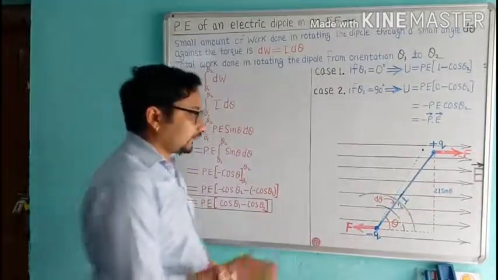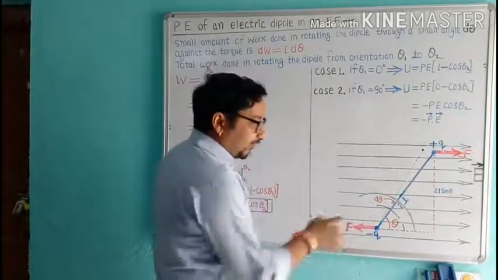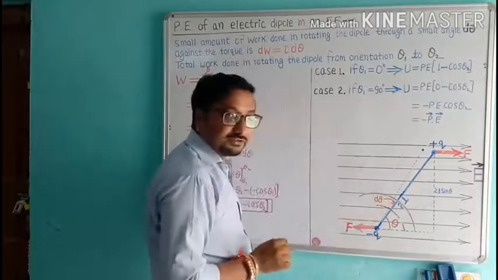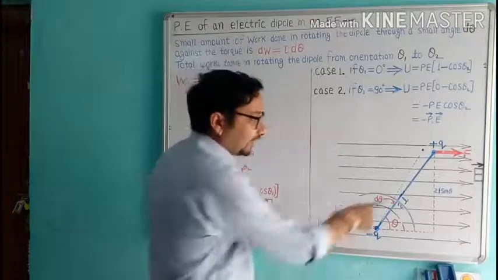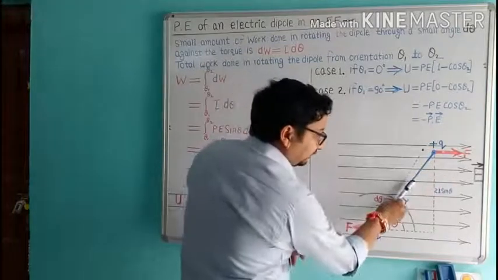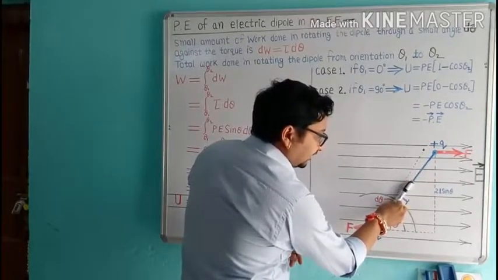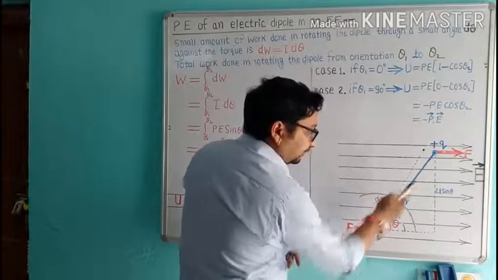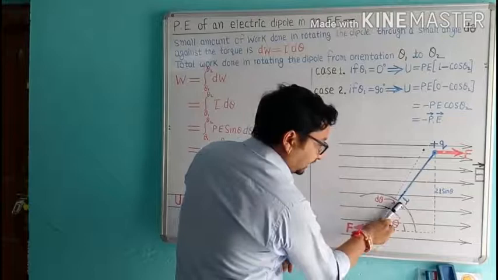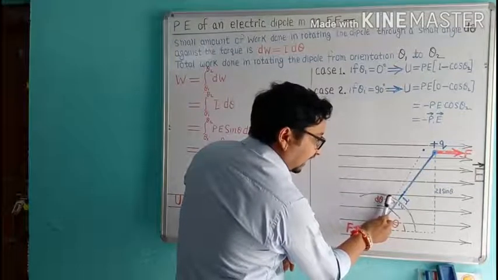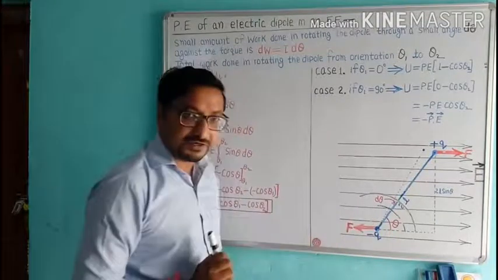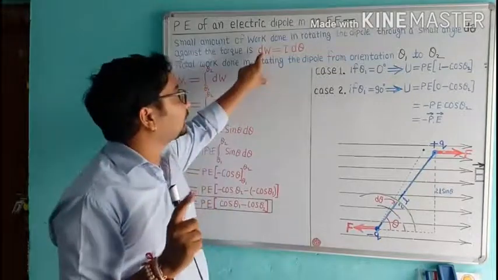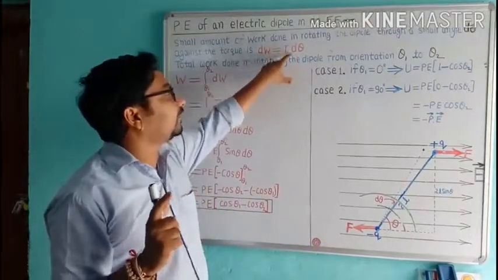Now, if we want to rotate this electric dipole through a small angle d theta against the direction of the electric field, then we have to do a small amount of work. And the value of this small amount of work will be dW is equal to tau d theta.